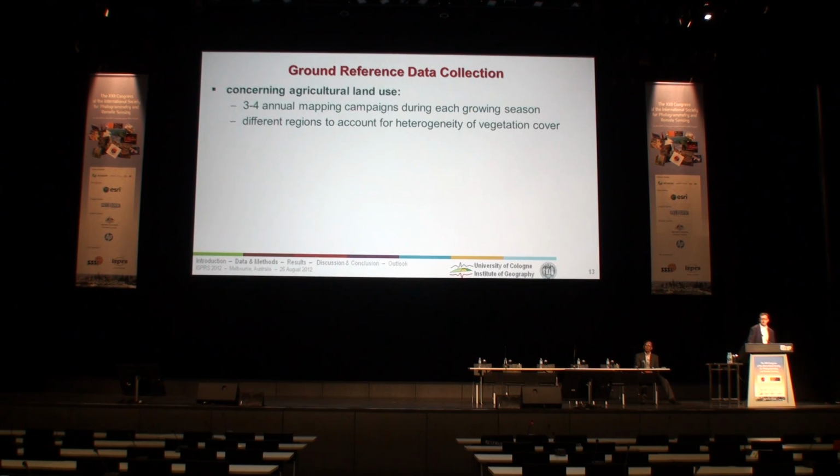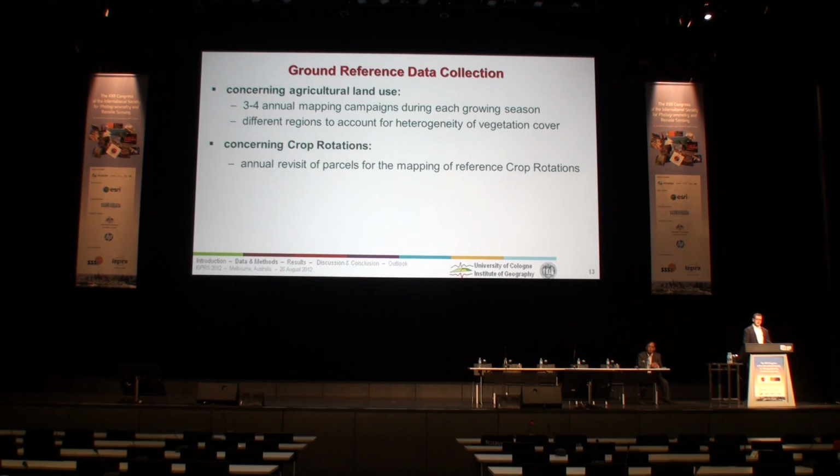What you need for the remote sensing analysis is good ground truth or ground reference data, and therefore 3 to 4 mapping campaigns were conducted during each growing season in different regions of the study area to account for the heterogeneity of the vegetation cover in the study area. And concerning crop rotations, it was tried to revisit parcels every year, as much as it was possible. Because if you revisit parcels, then you also have some kind of reference crop rotation.